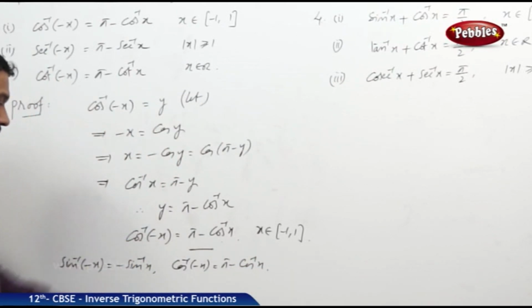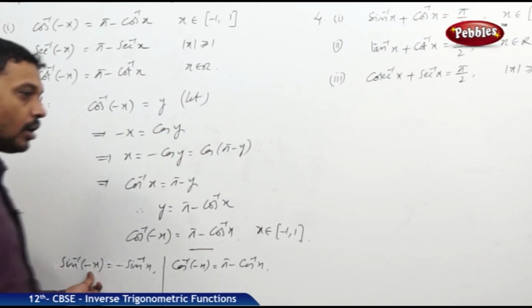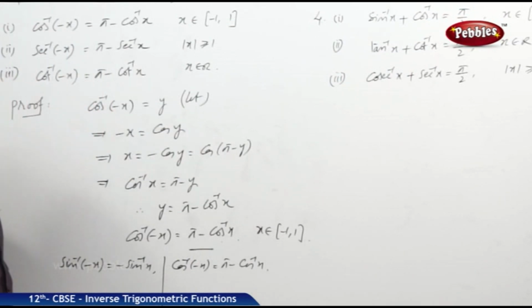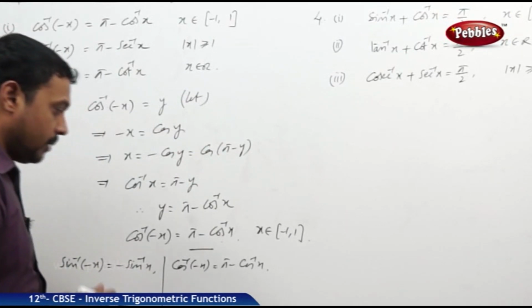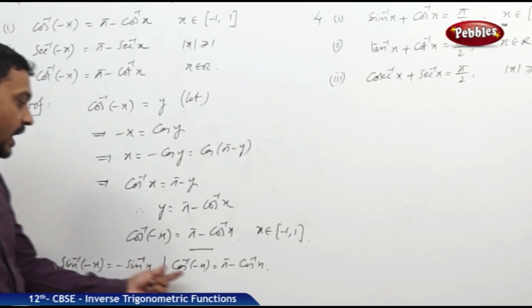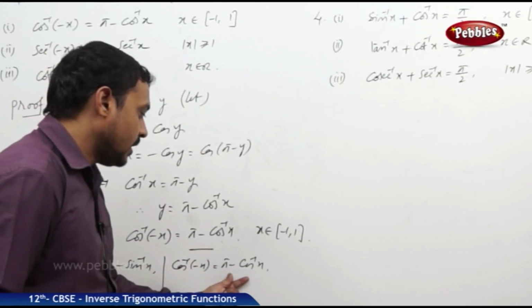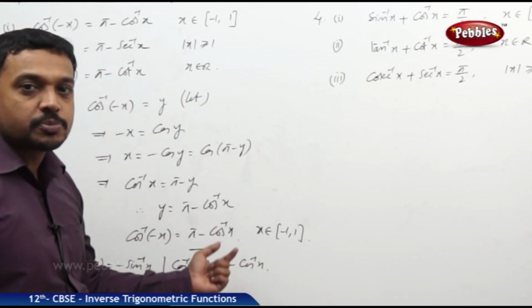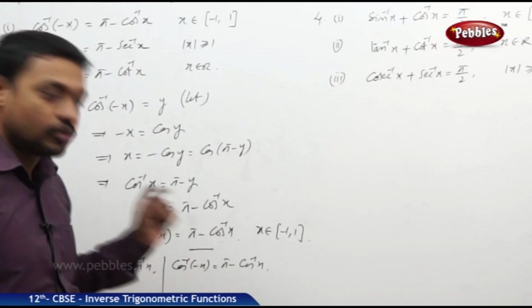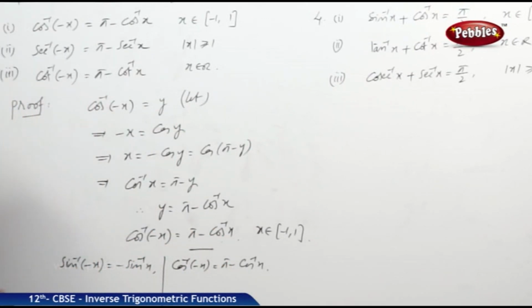What is the difference between these two? You know, sin inverse of minus x is equal to minus sin inverse x, because here the principal domain is minus pi by 2 to pi by 2. But whereas cos inverse of minus x is equal to pi minus cos inverse x, when the principal domain of cos is 0 to pi. So that is the difference between them.